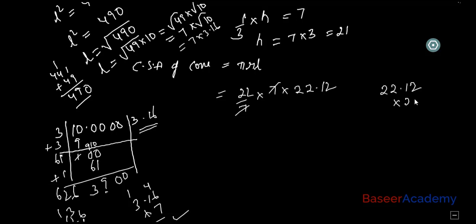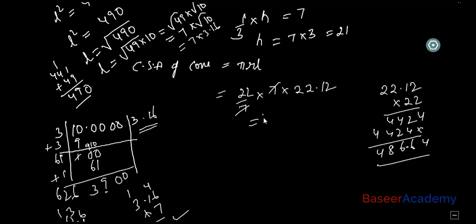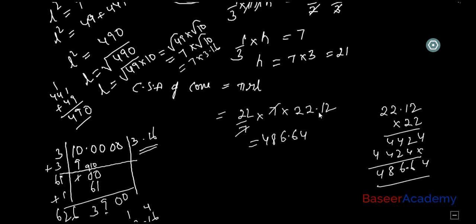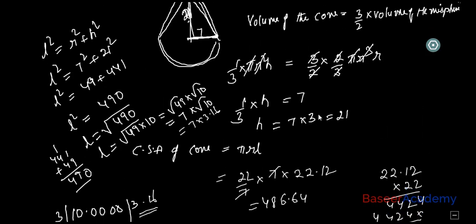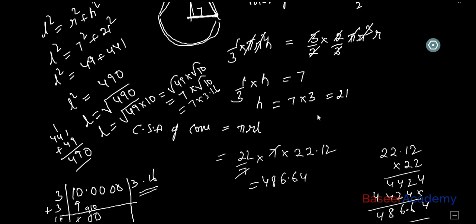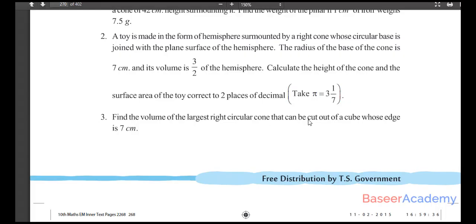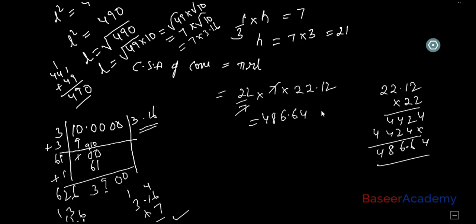22.12 into 22 is how much? 4244. 4244. 46684. Right? So it is 486.64. That is the curved surface area of the cone, and the units are in centimeters, so this would be centimeter square.